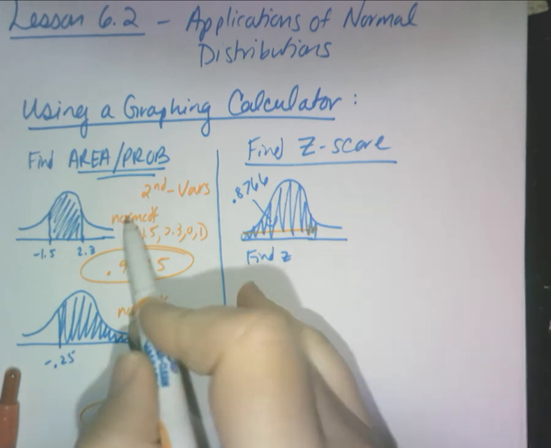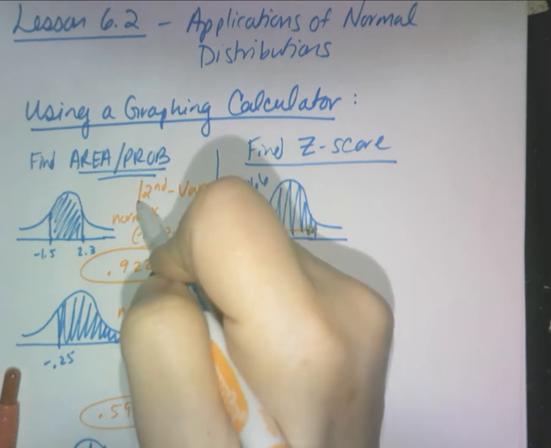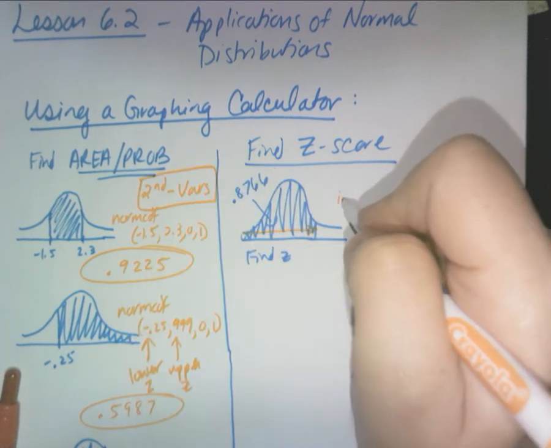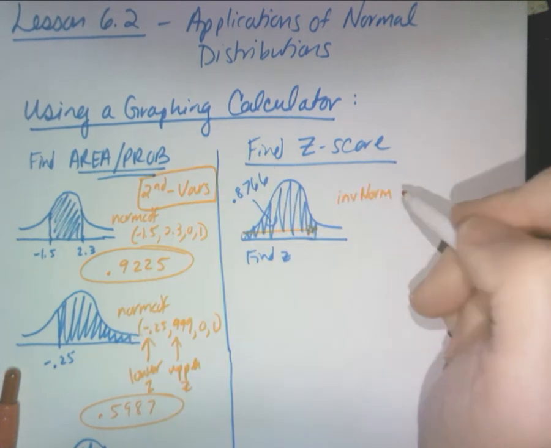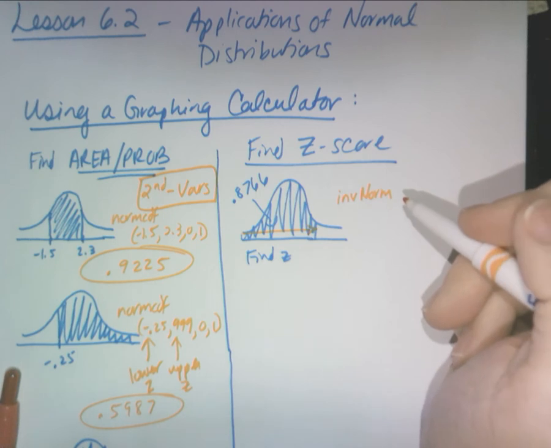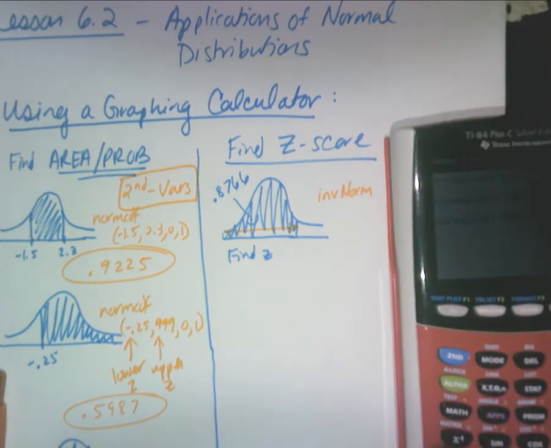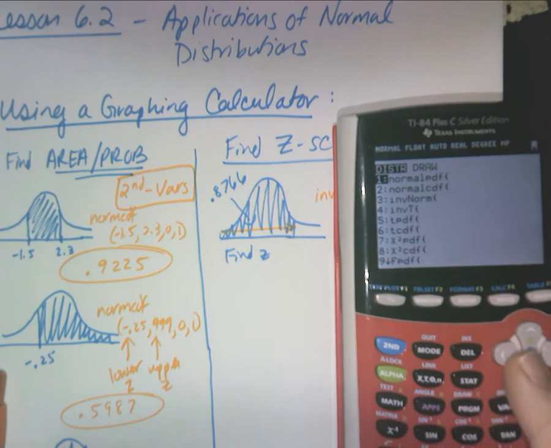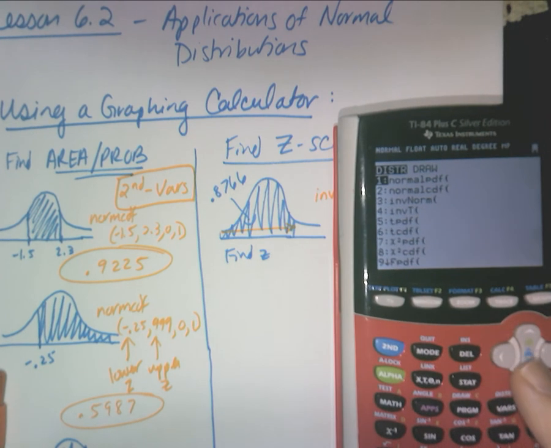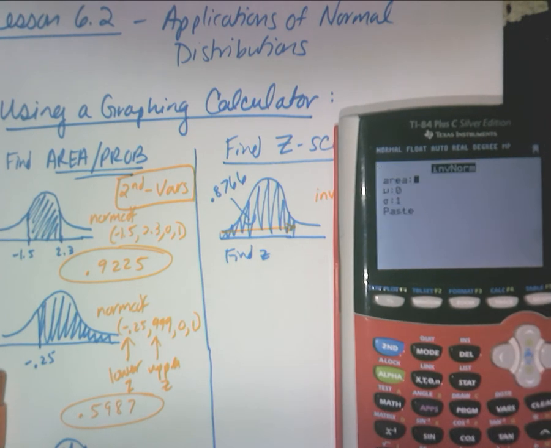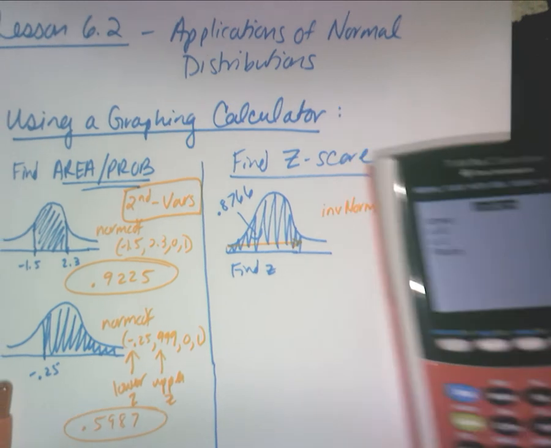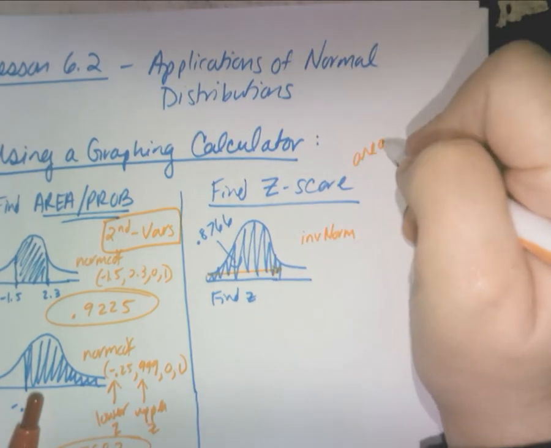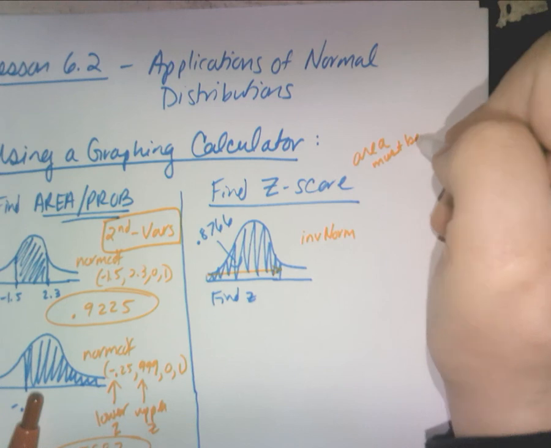But what you do is you don't use norm CDF. You still go into second vars. Use what's called inverse norm, meaning I want to undo the area and find the z. So if I go to second vars, do you see where it says inverse norm, INV norm? Okay. What does it say comes up here? It says area, right? That area has to be a left-sided area. So you might want to make note of that. The area must be left-sided.